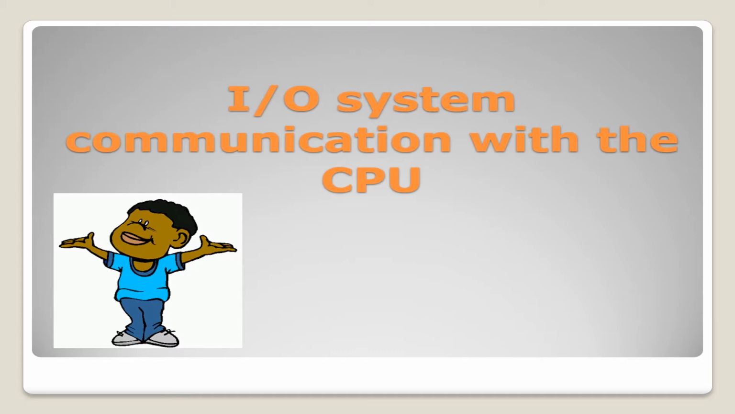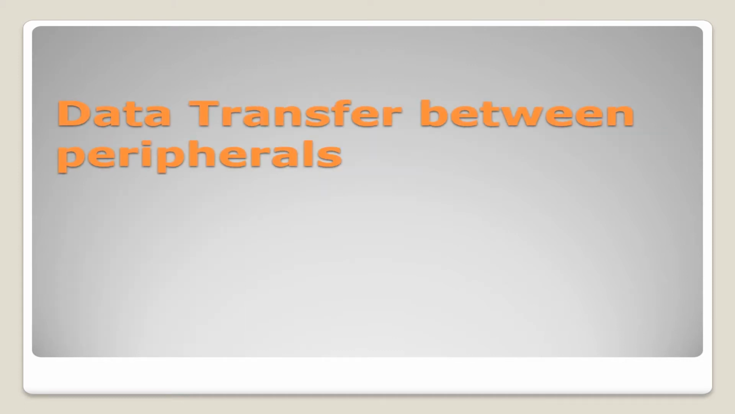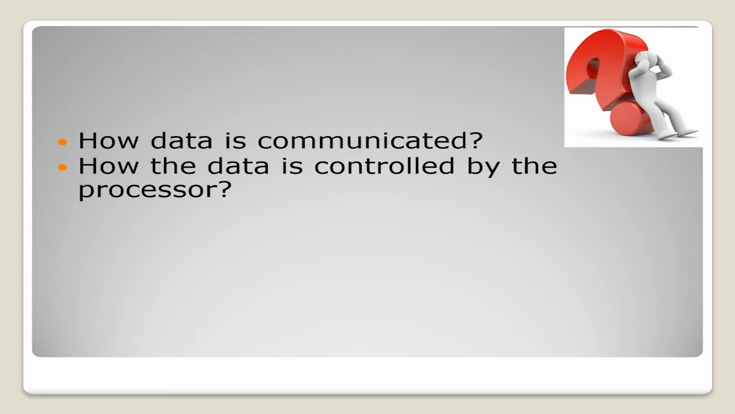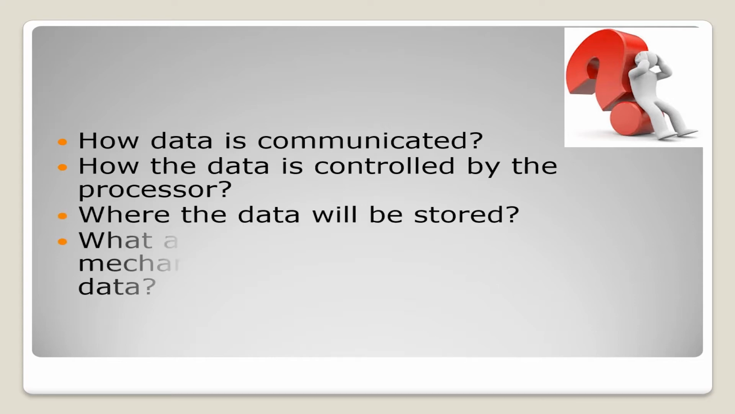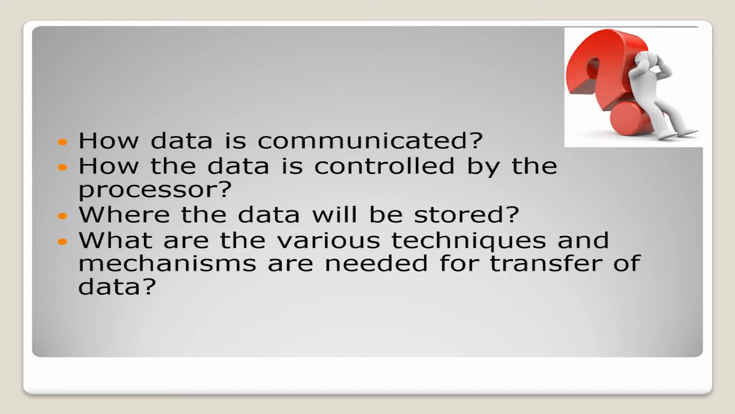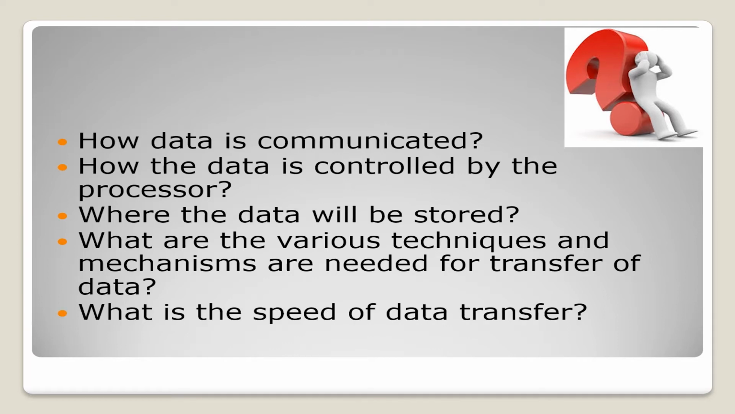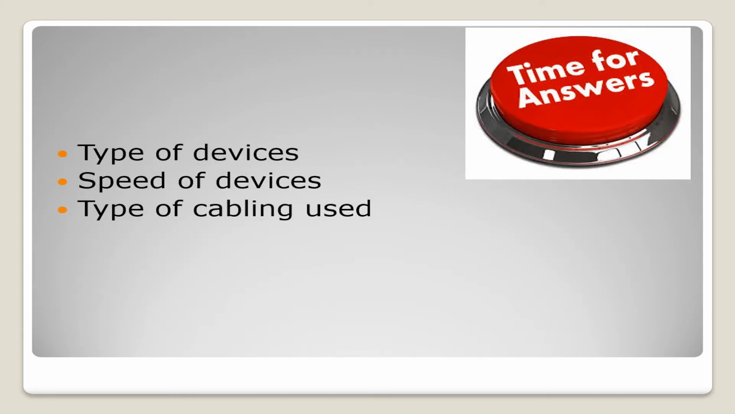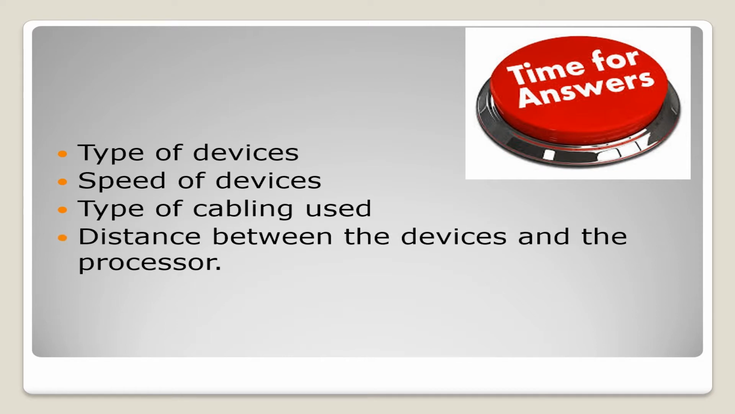Let us discuss data transfer between peripherals. We have several questions in our mind regarding data transfer, like how is data communicated? How is the data controlled by the processor? Where would the data be stored? What are the various techniques and mechanisms that are needed for transfer of data? What is the speed of data transfer? How is the data encoded? And many more questions. The answers to these questions depend on the type of devices, speed of devices, type of cabling used, and the distance between the devices and the processor.